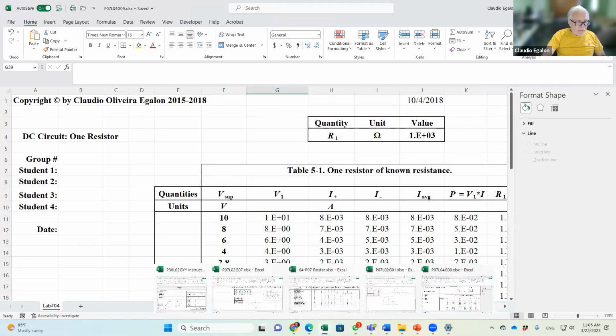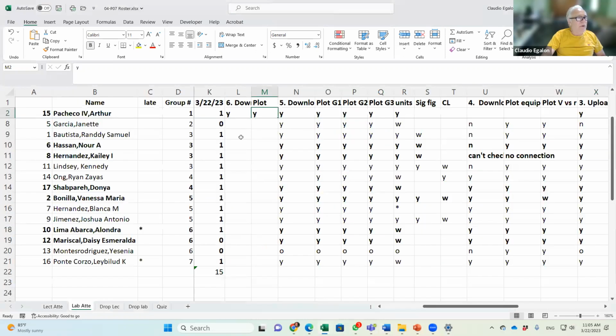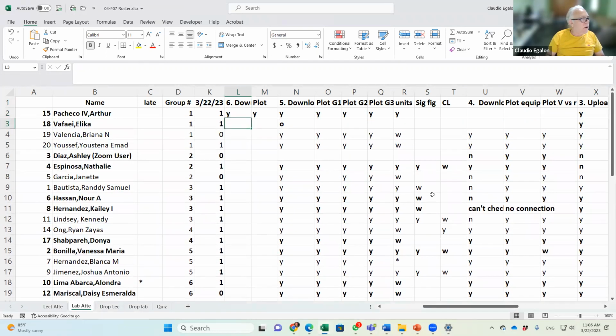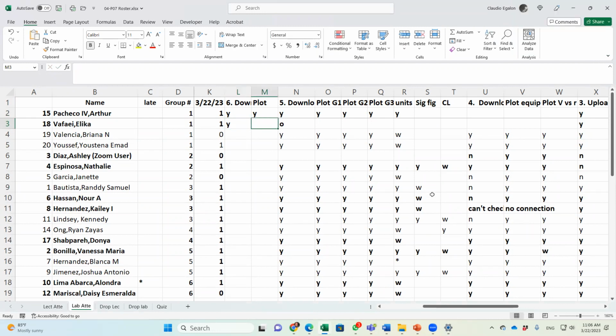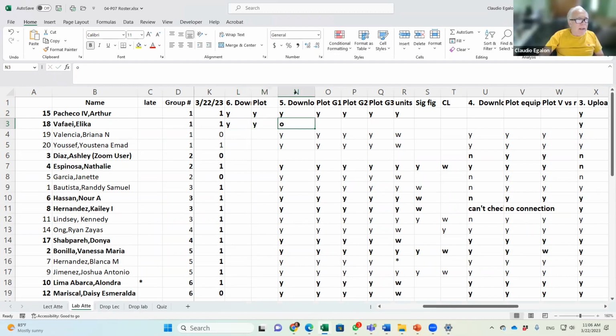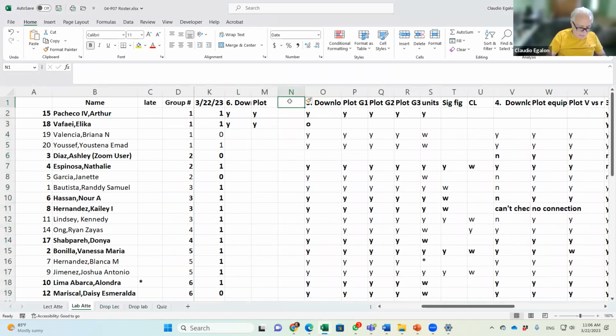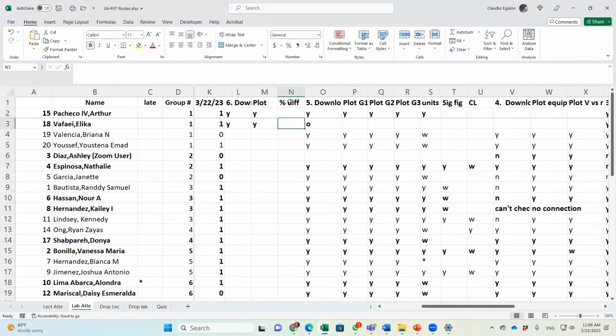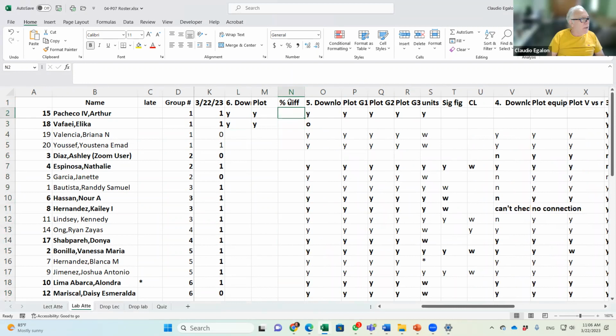And let's go to our next student here. Roster. Janet Garcia. No, sorry. Let's go to the next. Elika, did you download the spreadsheet? Yes, Professor. Okay, did you plot the graph? Yes. Okay, and then the next question I'm gonna ask you folks, percentage difference. What's the percentage difference you're getting? Working on that. What about you, Arthur? Did you get the percentage difference? Not yet? Okay, so working on that. Good. Next, Brianna. Is Brianna here?